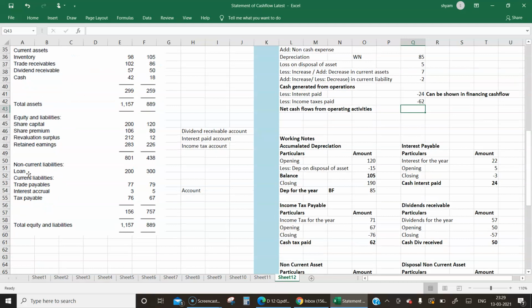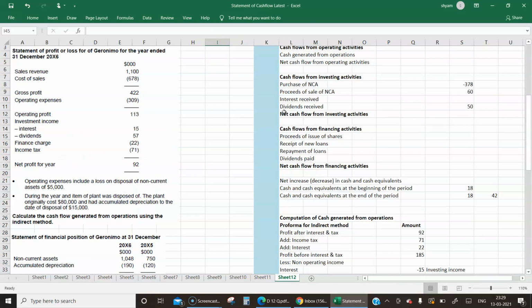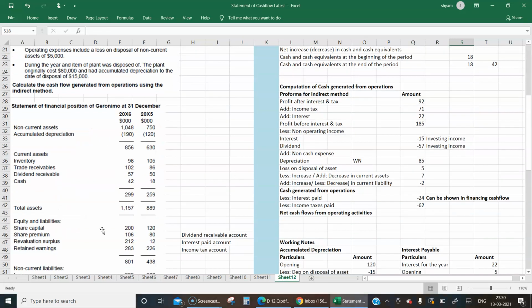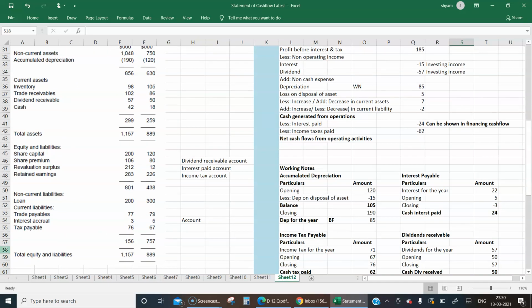On the current liability side, trade payable we have taken, interest accrual payable we have taken. The only things we have yet to take are the equity and non-current liability. So we'll start with non-current liability, which is loan. Last year it was 300, this year it is only 200. That means it's reduced, so we'll go to the financing cash flow. Repayment of loan: 300 minus 200, so 100 has been paid. So loan is over.